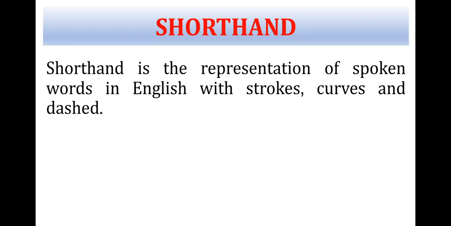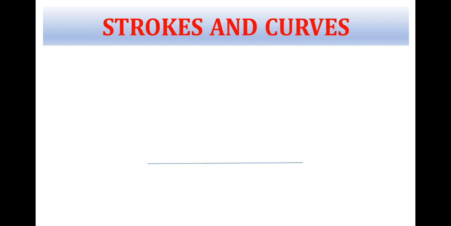Shorthand is the representation of spoken words in English with strokes, curves, and dashes. These strokes can be a downward stroke, which means we draw from up down to the line, like this. Or it may be an upward stroke, that is, the drawing will start from the line upward. Or it can be a curve. Also, the curve can be a downward curve, just like this.